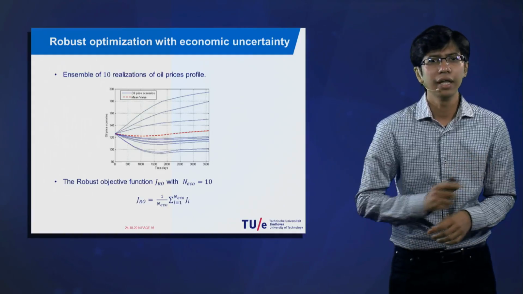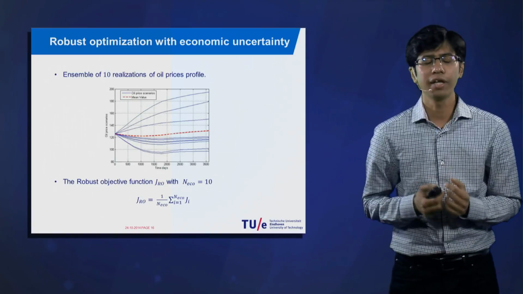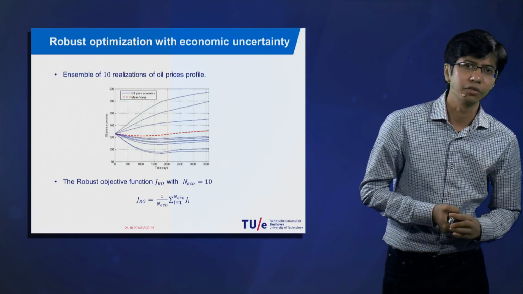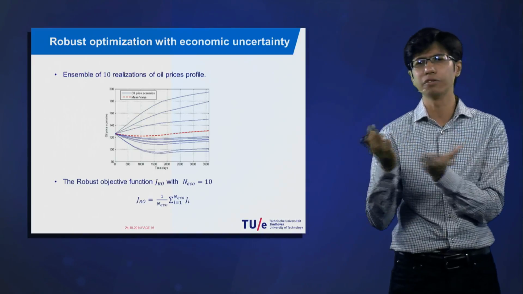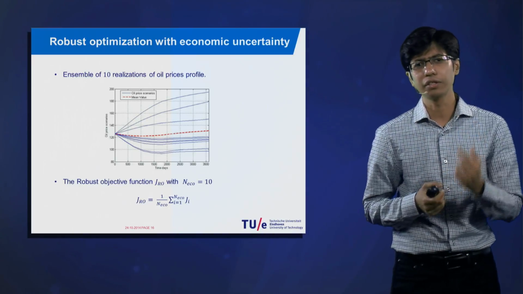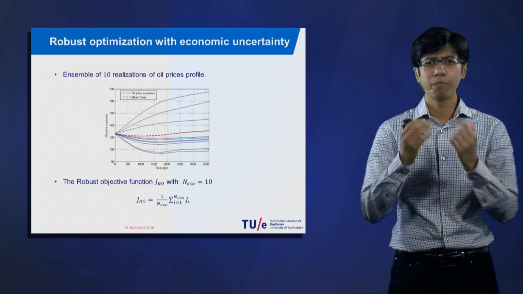So we thought, let's include this economic uncertainty in the way that we have included the geological uncertainty. So we generated this ensemble of 10 changing oil prices. There are different ways of generating that. We considered a very simple way, which is the ARMA model. We just wanted to make our point clear.